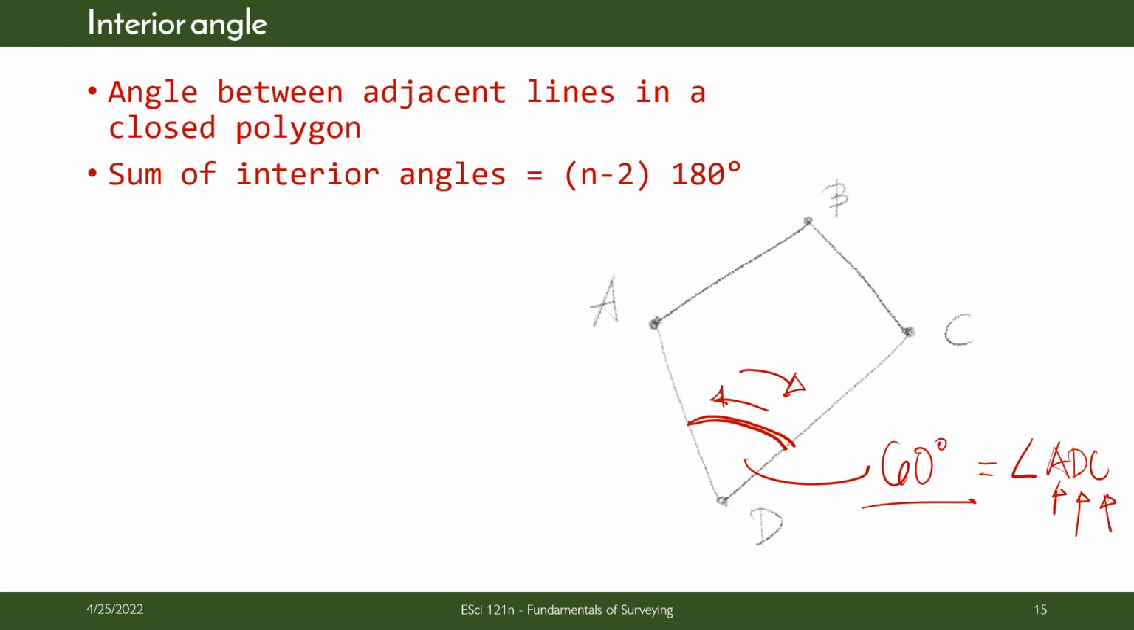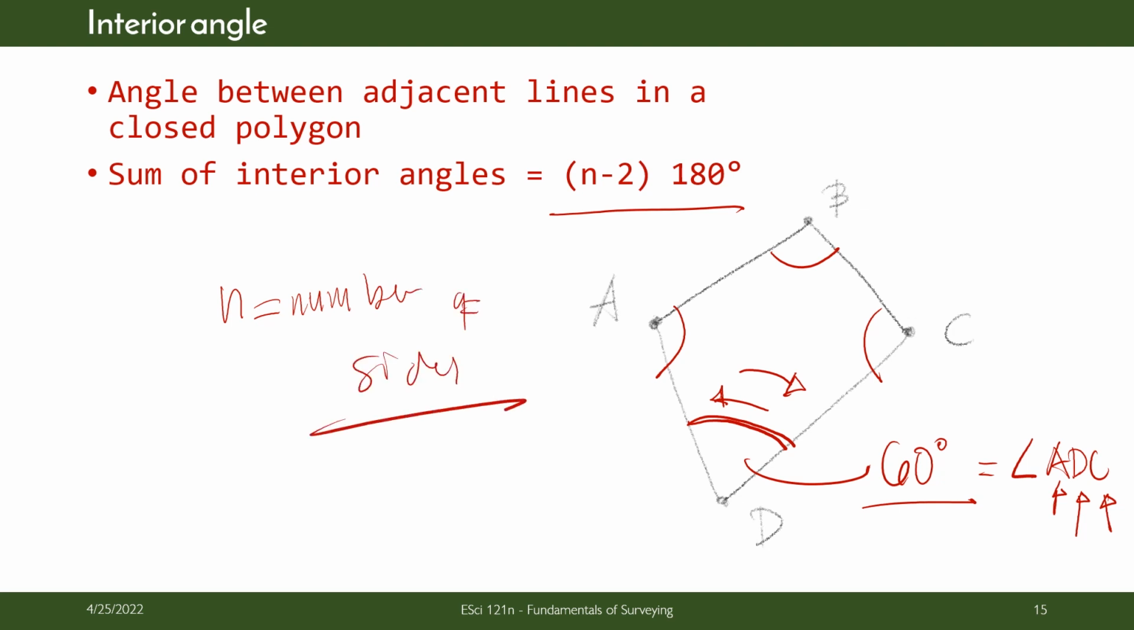Then we have the sum of your interior angles. What's the sum of your interior angles? It's basically using this formula: N is the number of sides, minus 2, then you multiply it by 180, and that's the summation of the interior angles of that specific polygon. For a triangle, you have three sides, so the summation of the interior angles of a triangle is 3 minus 2 equals 1 times 180, which is 180. Okay?